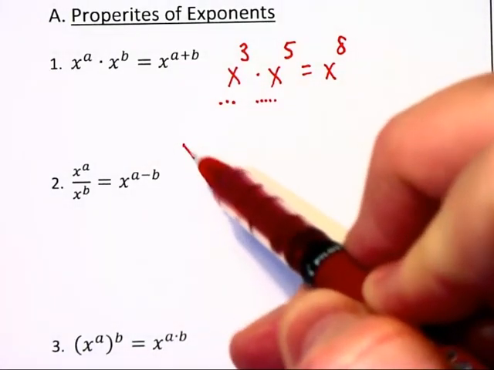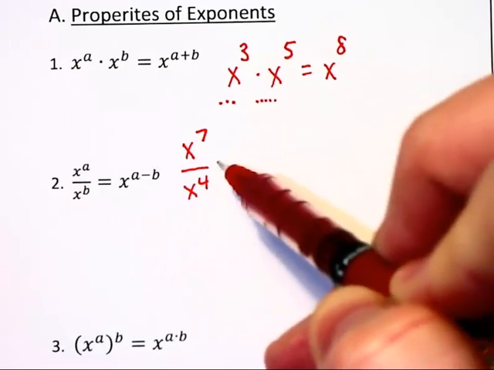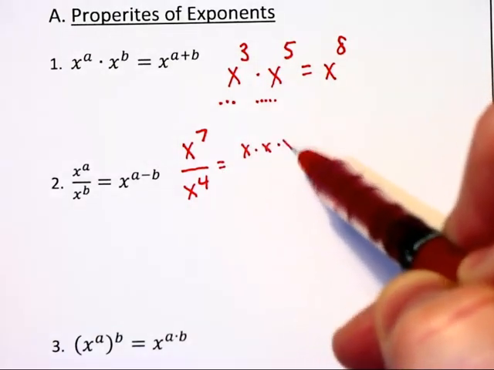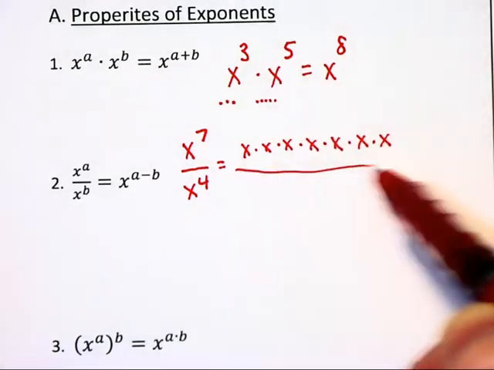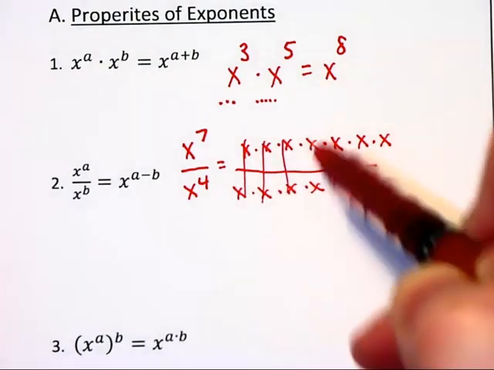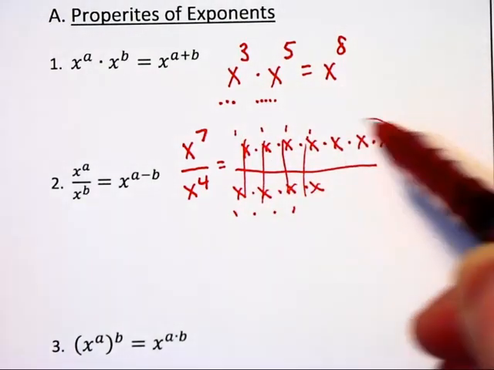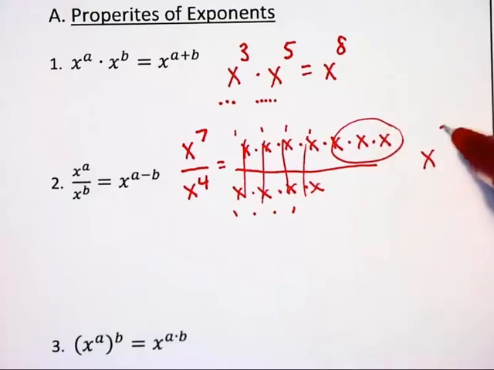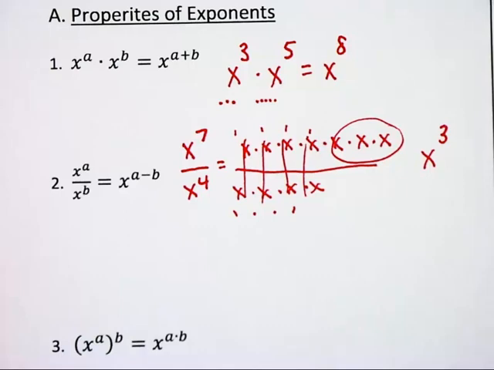So let's say you have x to the seventh divided by x to the fourth. Well, that's like having x times x times x times x times x times x times x. Why did I choose so many? Over x times x times x times x, and you get cancellation of each of these, leaving just 3 of them left in the numerator, having x to the third. So 7 minus 4 is 3, and we can get to the answer a lot more quickly.